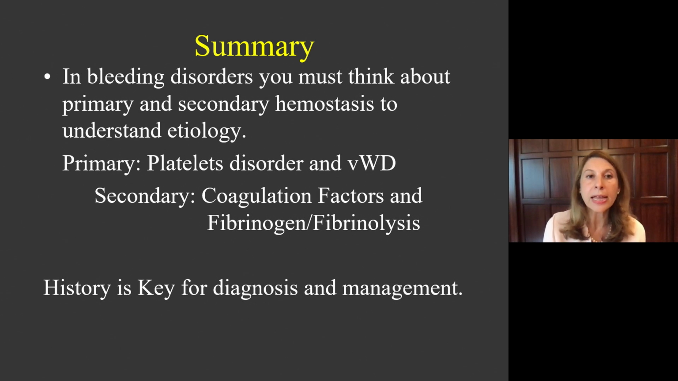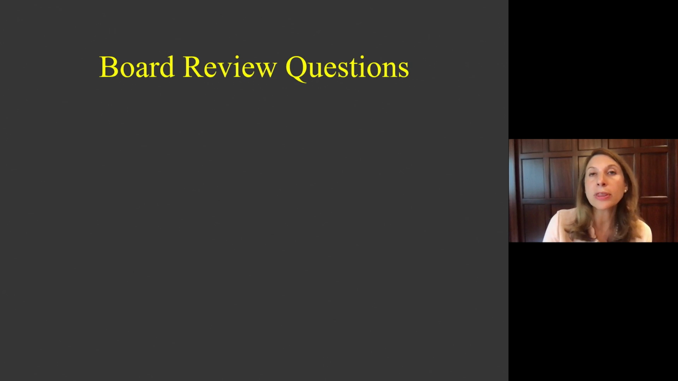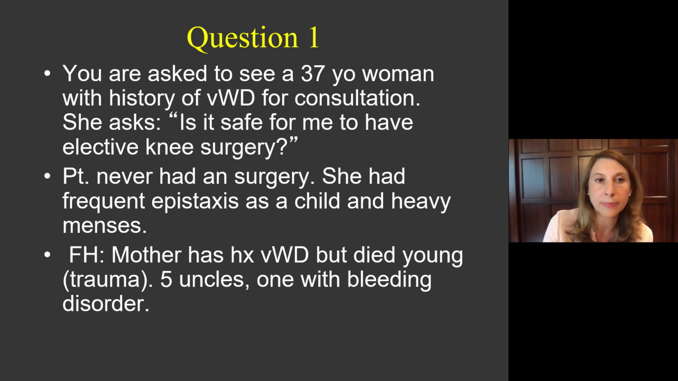So in summary, in bleeding disorders, you must think about both primary and secondary hemostasis to understand the etiology. I've taken you through some cases of primary hemostatic abnormalities, including platelet disorders and von Willebrand problems, and secondary, where we had factor 11 deficiency as a representation of a coagulation factor deficiency, and then fibrinogen or fibrinolytic problems in the case of a hypofibrinogenemia patient. History is key for both diagnosis as well as management. So with that, let's move on to some audience response questions in the form of board review questions.